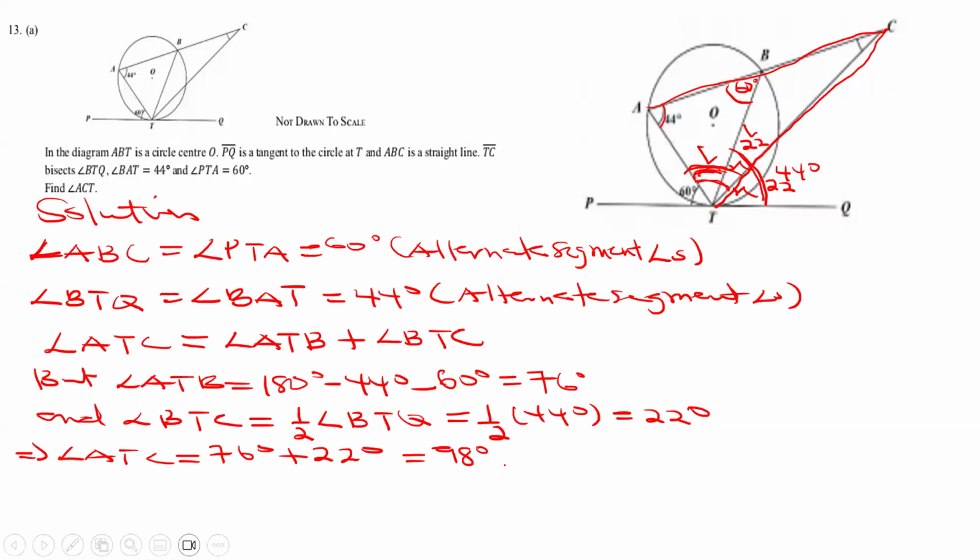98 degrees. So now, once I know this angle, my final statement will be: therefore, angle ACT will be equal to 180 degrees minus 44 degrees, the other angle there, then minus this angle that we found here, which is angle ATC, 98 degrees. Whatever you get becomes your answer. As simple as that.